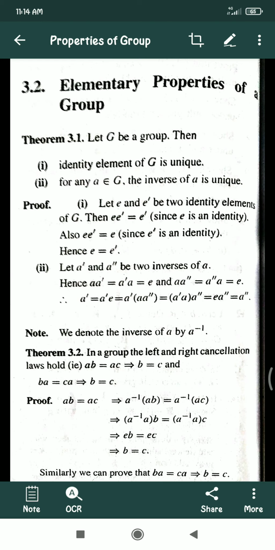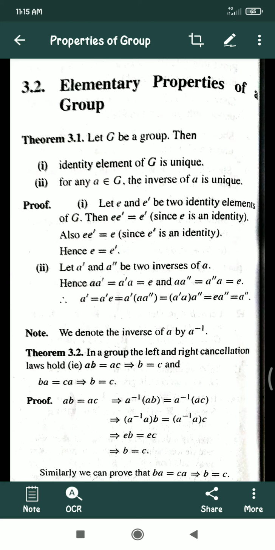In a group, the left and right cancellation laws hold. So if we take a group, the right cancellation law and the left cancellation law hold. That is, ab equals ac, which is equivalent to b equals c. Similarly, ba equals ca, which is equivalent to b equals c. So now we are going to prove the cancellation law theorem.